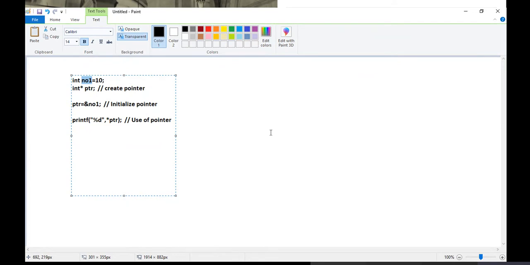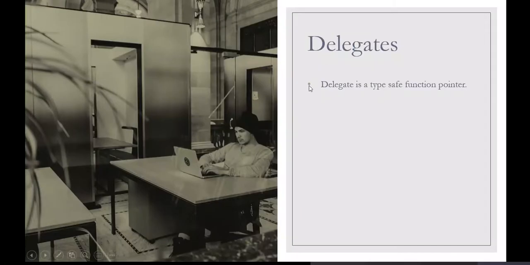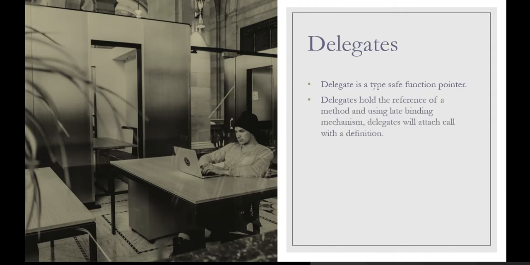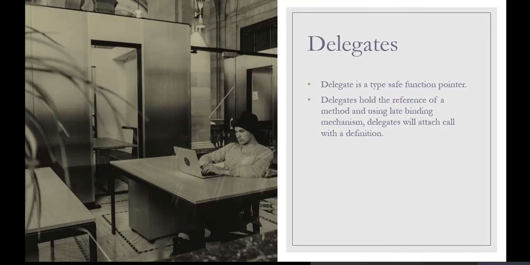Okay, quite similar to this, there is a function pointer. Now, what do you mean by function pointer? A pointer which points to a function. So the same concept is invented as it is inside C Sharp, and the name given for this is delegate. Okay, so delegates are the type-safe function pointers. Okay, what is the role of delegate?